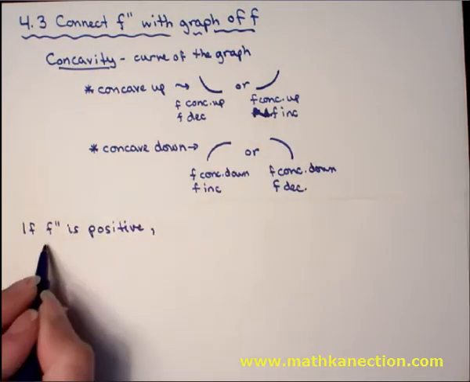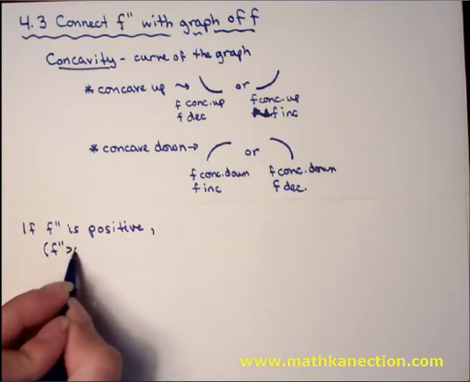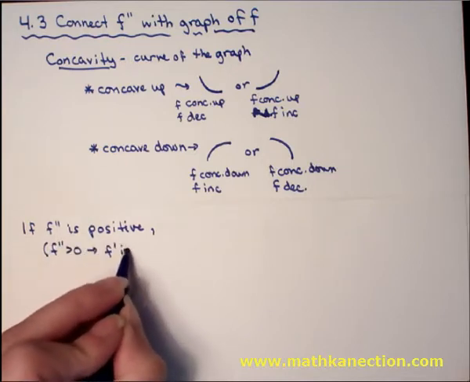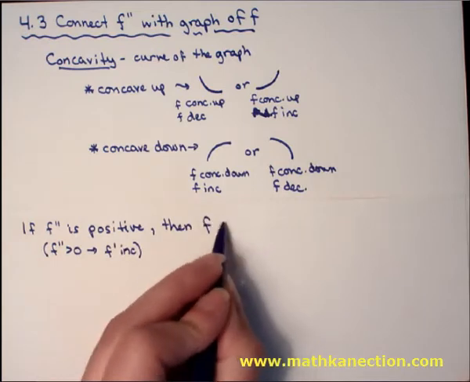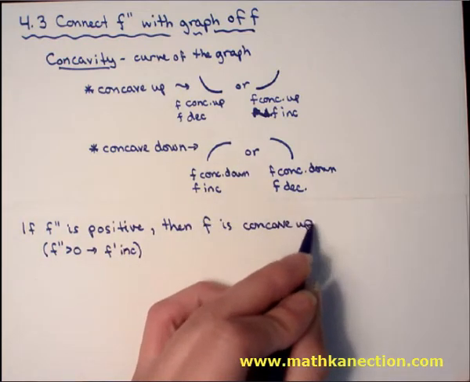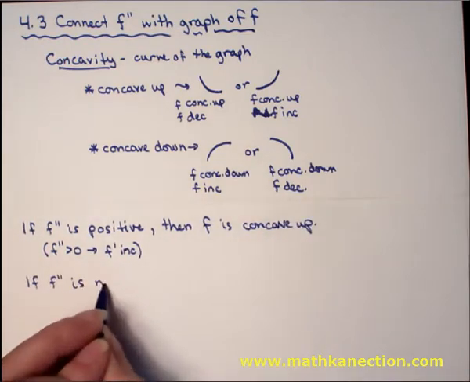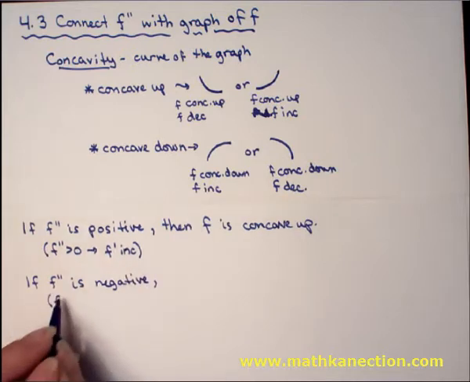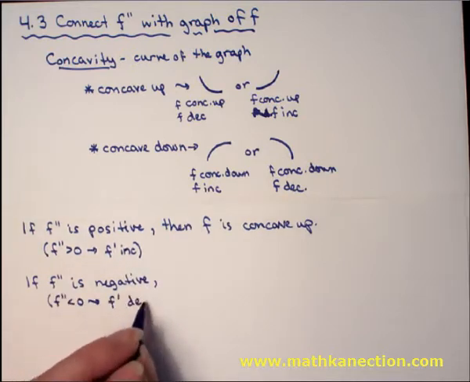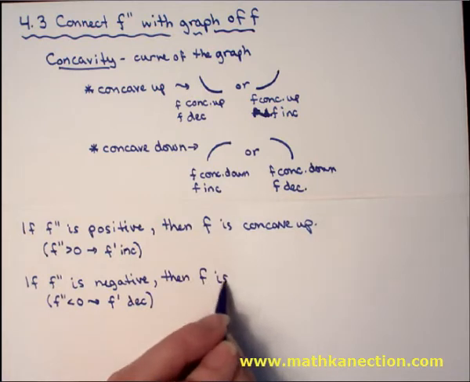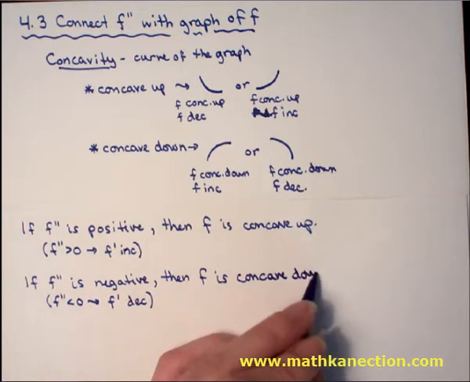So if the second derivative is positive, which is the same thing as saying the first derivative is increasing, then f is considered to be concave up. And if the second derivative is negative, another way to say it would be that f prime is decreasing, then the f graph is concave down.